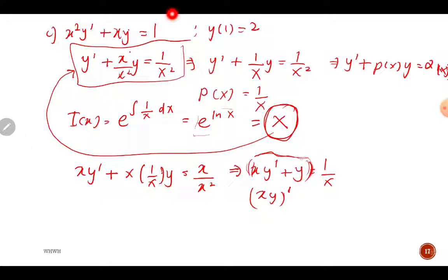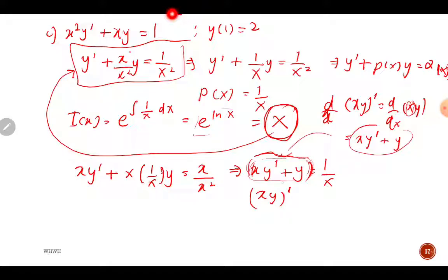Product rule, okay, using the product rule of the derivative. xy prime ni maknanya, xy prime ni sebenarnya dia adalah d dx of xy. So ni sebenarnya kita ambil x, kita differentiate y, so jadi y prime, differentiate x dapat 1 dan darab dengan y. So that's why dia adalah sama dengan xy everything prime 1 over x.